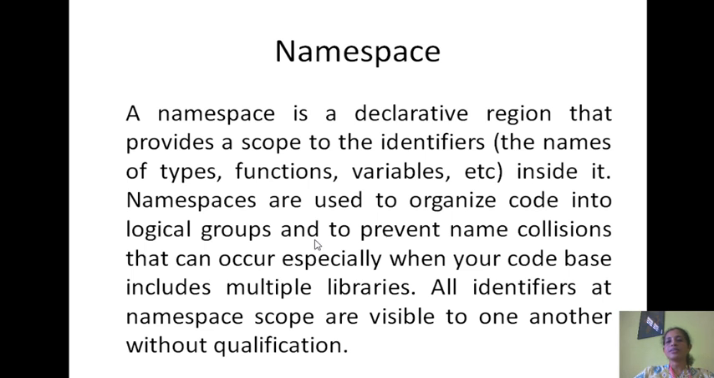And next one is the namespace. When we write C++ programming, we can use one special feature that is called the namespace. So what is the namespace? Namespace is actually one declarative region that provides the scope to the identifier.